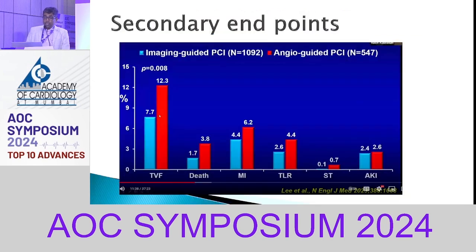And if you see death, MI, all secondary endpoints also were reduced. Stent thrombosis was 0.1% versus 0.7%, TLR was 2.6 versus 4.4. Significant reduction in the secondary endpoints even. So this was a very positive trial which showed imaging-guided PCI reduces hard clinical endpoints.